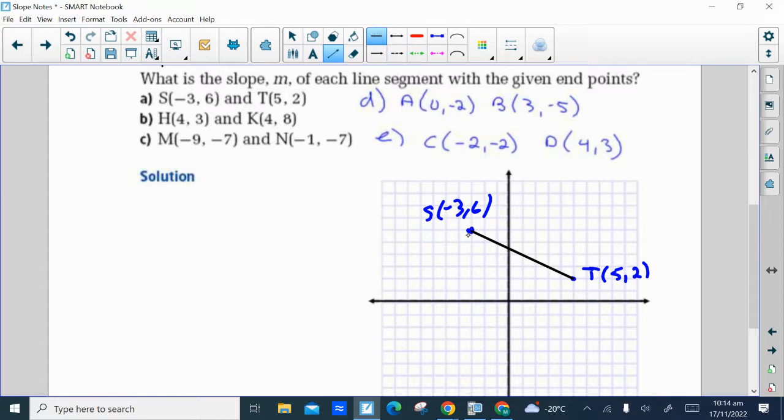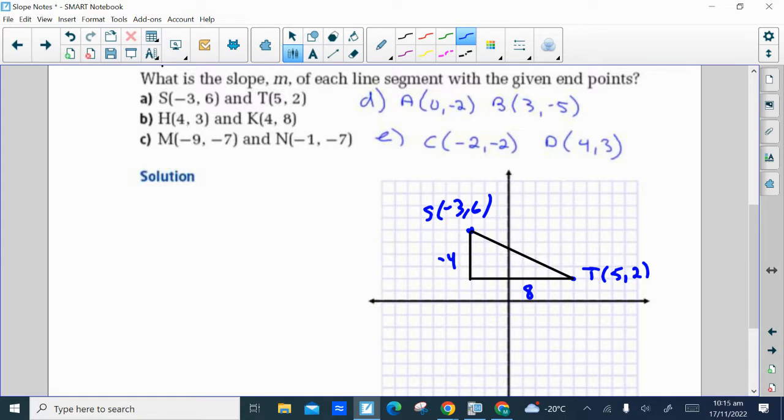And if we complete our triangle, we can count the rise and the run. So if we're going from S to T, we're going to have to rise down 1, 2, 3, 4 units. So we're going to rise -4, and we're going to run to the right. So that's a positive run of 1, 2, 3, 4, 5, 6, 7, 8 units.